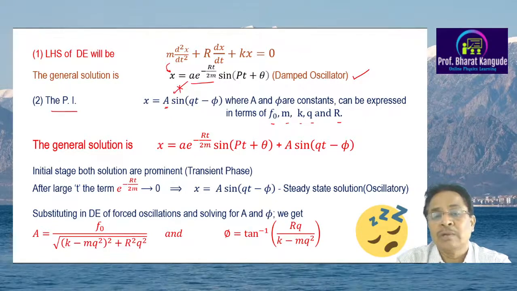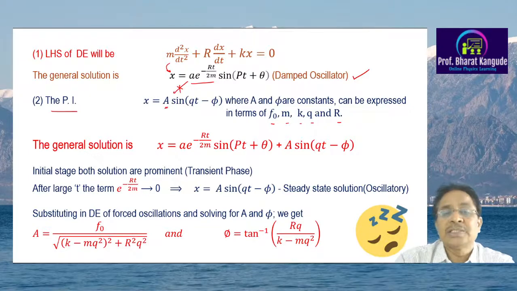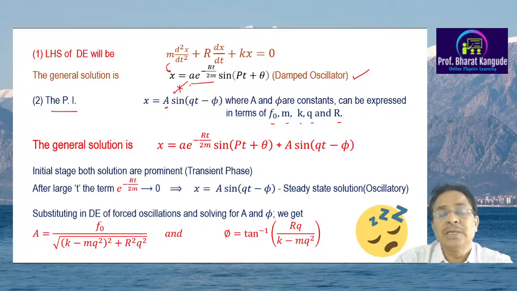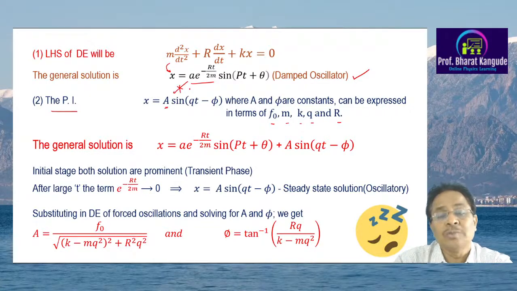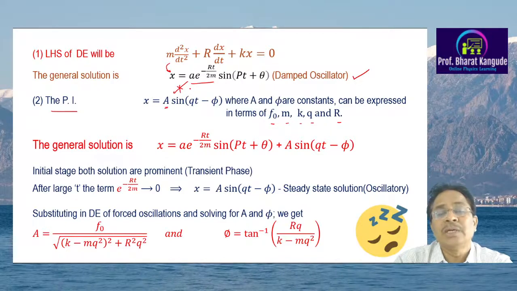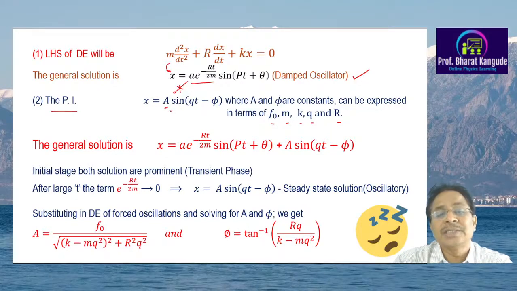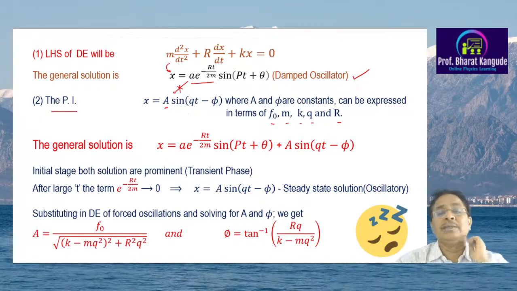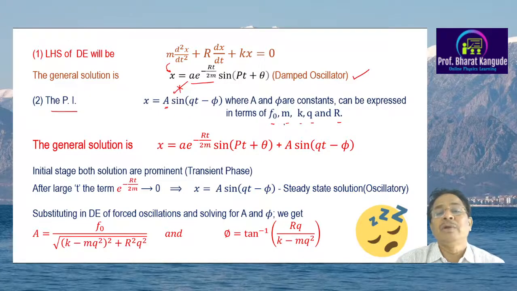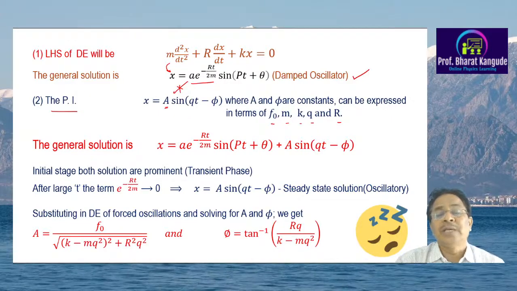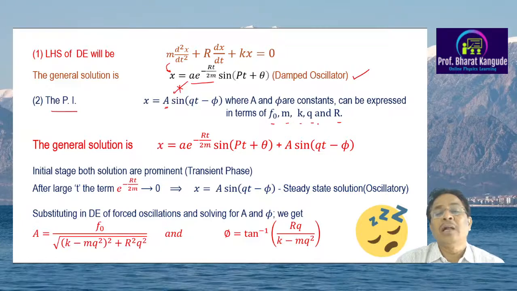So try to find out that in the earlier case this small a is simply the amplitude of that oscillator, a very simple physical quantity to understand. But in this case, this capital A and capital phi are dependent upon 5 different factors which are mentioned here: f0, m, k, q and r.